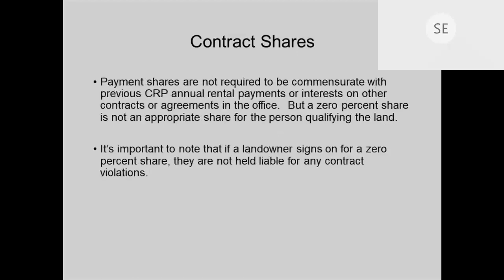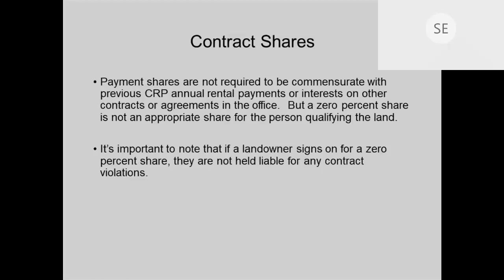One nice thing is that the payment shares don't have to be commensurate with previous annual rental payments or other agreements in the office. So say they're 50-50 on crop shares, or they have ARC/PLC contracts or something like that, that's fine. This is totally separate, and so we allow them to determine it as long as it fits within our rules. So like I'll keep saying, though, a 0% share is not an appropriate share for the person qualifying the land.